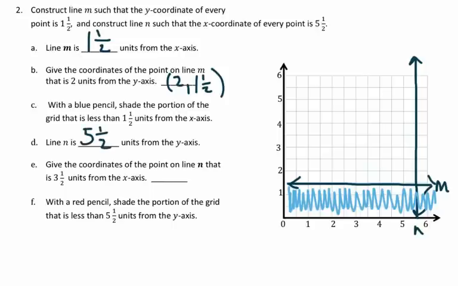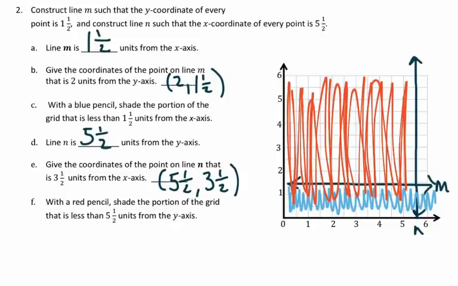Okay. E says give the coordinates of the point on line N that is 3.5 units from the x-axis. So we're looking to be 3.5 units here. So 3.5 units from the x-axis on line N, which would be right there. So those coordinates would be 5.5 and 3.5. So let's write it in here, in the parentheses because it's a coordinate. Now it says with a red pencil, shade the portion of the grid that is less than 5.5 units from the y-axis. Okay, so that would be everything to the left of line N. That would be less than 5.5 units from the y-axis.